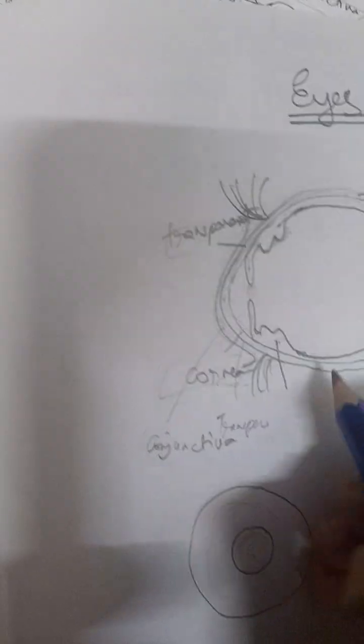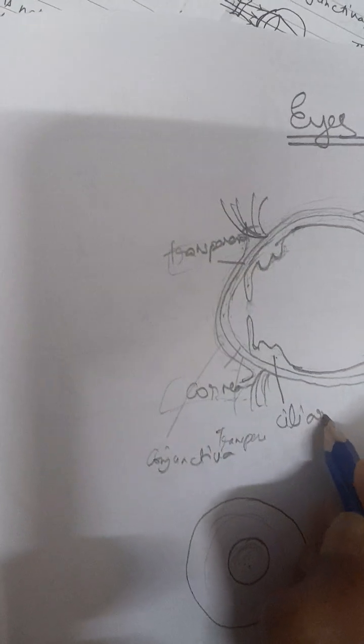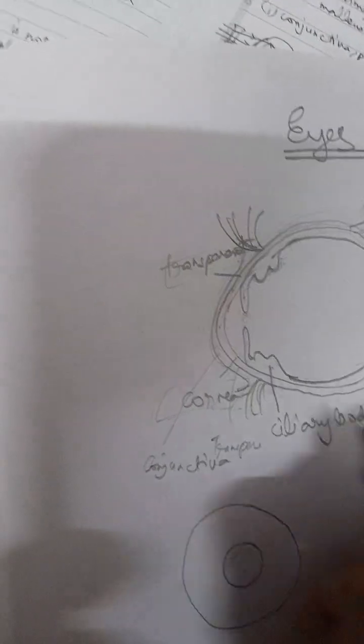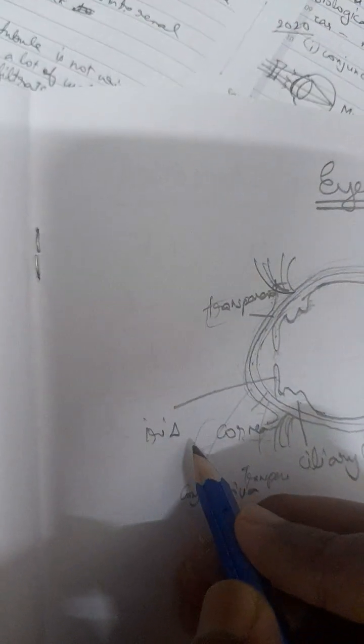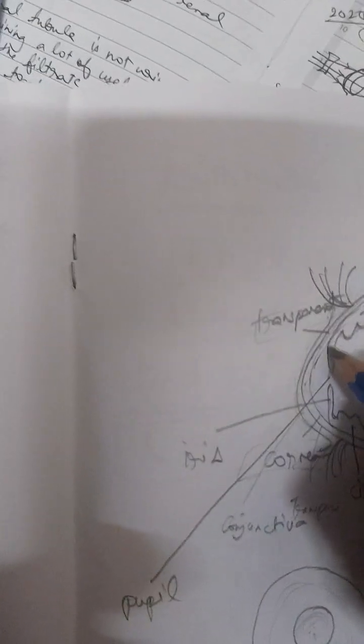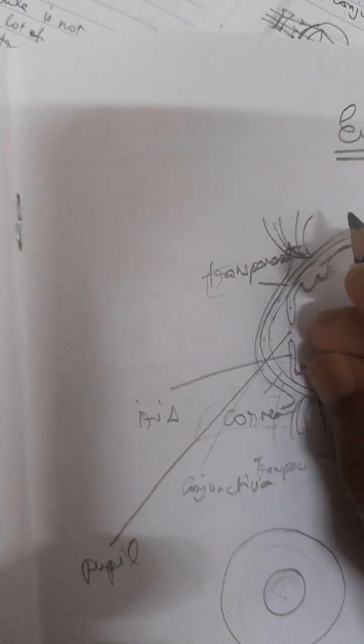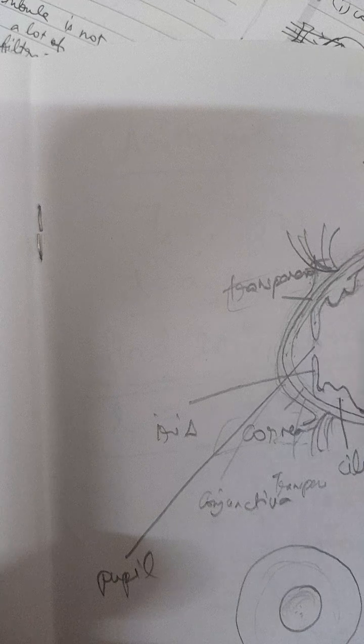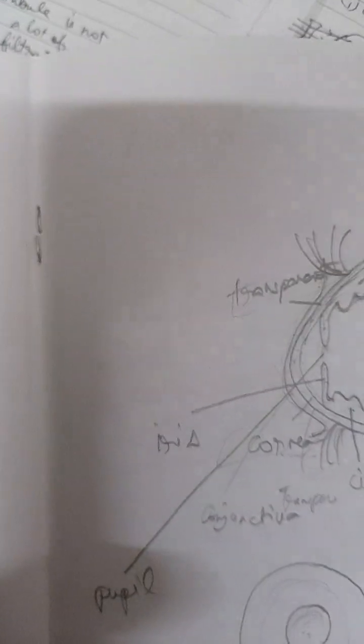So this is ciliary body, this is iris, and this hole is known as pupil. This is the hole through which the light rays enter. And this iris either makes the hole small or big, depending on the light source, how much light is there.